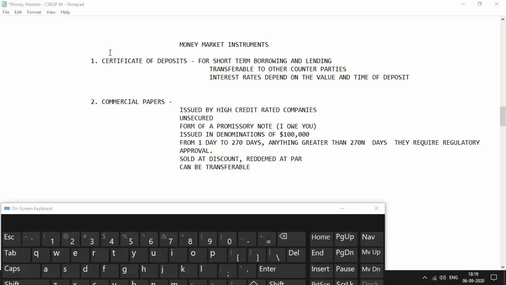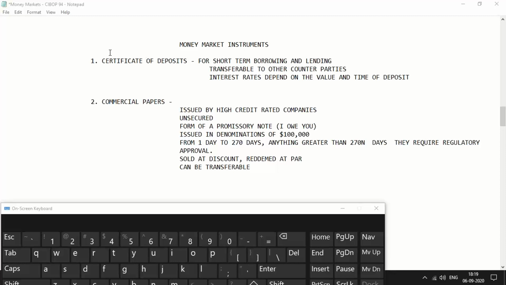Can you please explain certificate of deposits once again? So you can think about a certificate of deposit as kind of like a fixed deposit, but it's not. Since we're talking about money markets, it's all short term. Let's say you go to the bank and you want to borrow money, and they can issue a certificate of deposit.